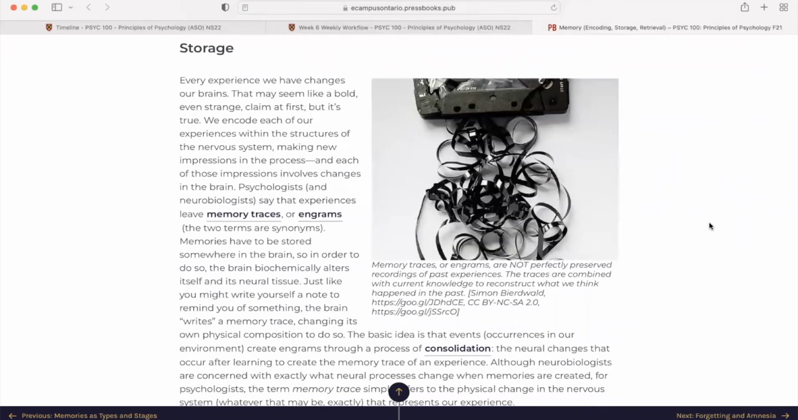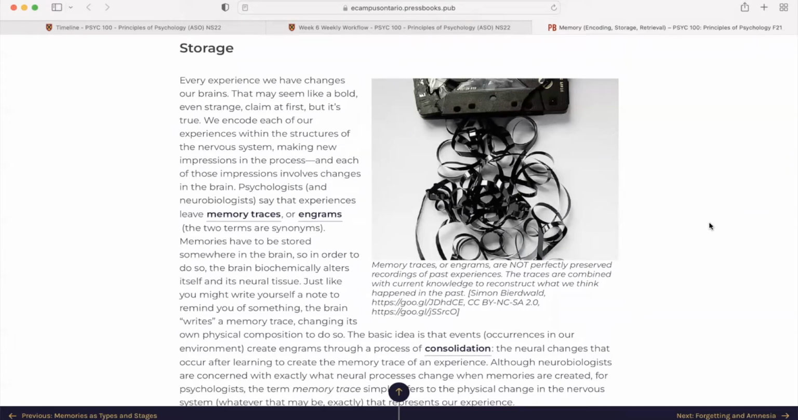Every experience we have changes our brains. That may seem like a bold, even strange claim at first, but it's true. We encode each of our experiences within the structures of the nervous system, making new impressions in the process, and each of those impressions involves changes in the brain.